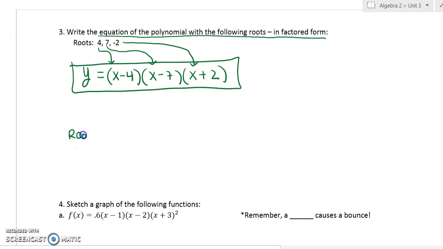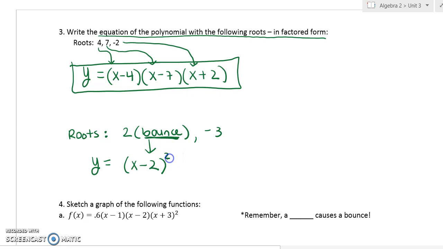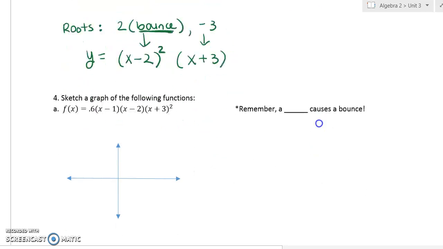What if I said, hey, I have roots that are 2, but it has a bounce, and another one that's negative 3. So in this case, we would have y equals, and the 2 would give us a factor of x minus 2. But since there's a bounce, that means that it has to be like a quadratic, which means even degree. So we have to put a little 2 there. And then the negative 3 is going to give us the x plus 3. Since they're not saying it's a bounce, then we know that it has a power of 1, or at least an odd power. All right, let's look at example 4.